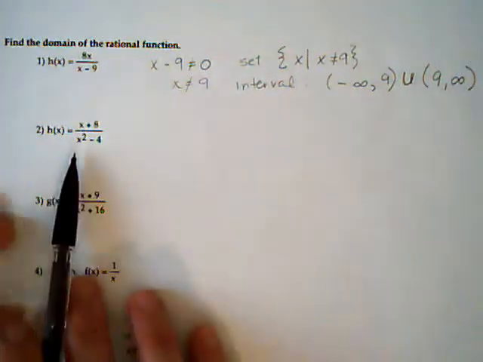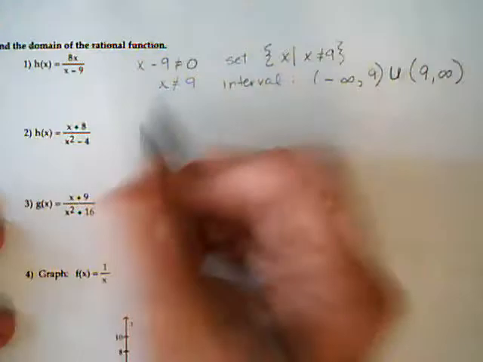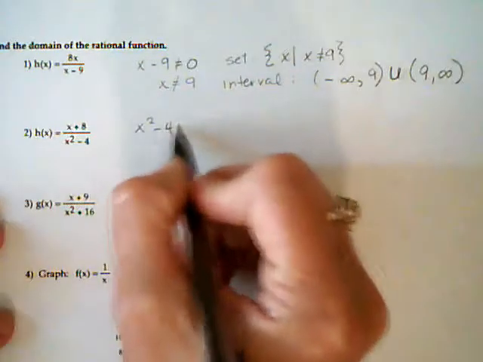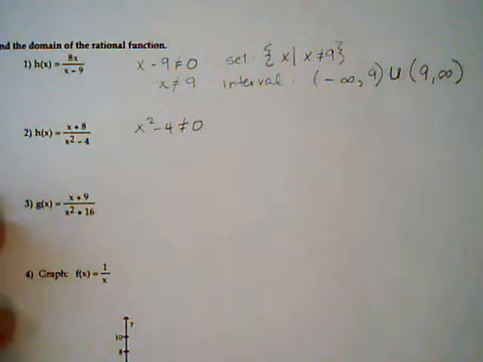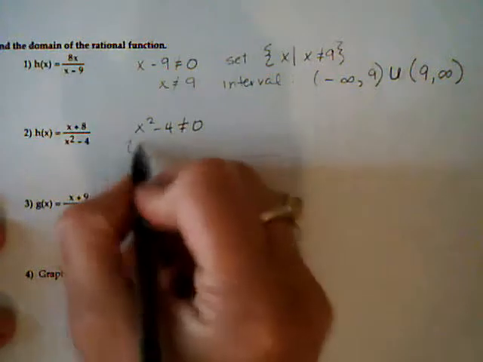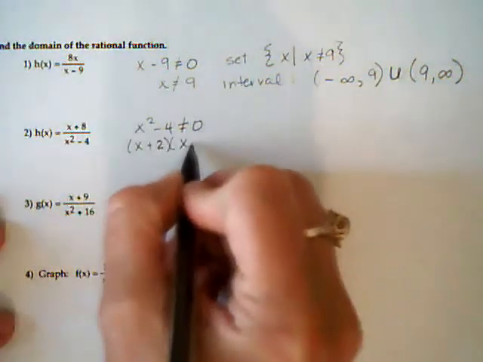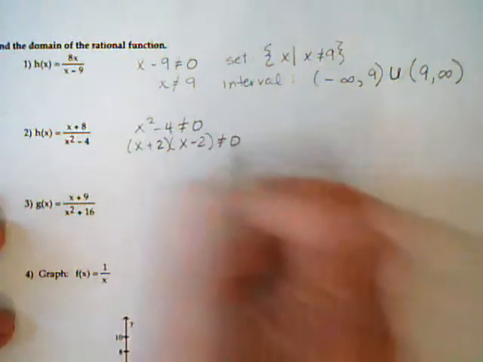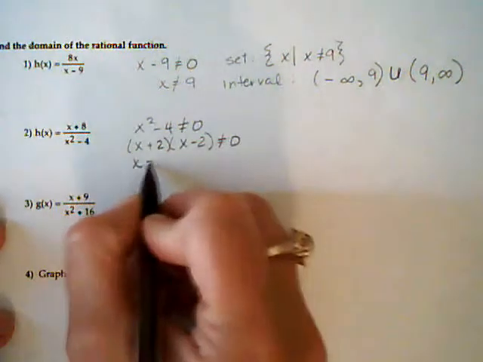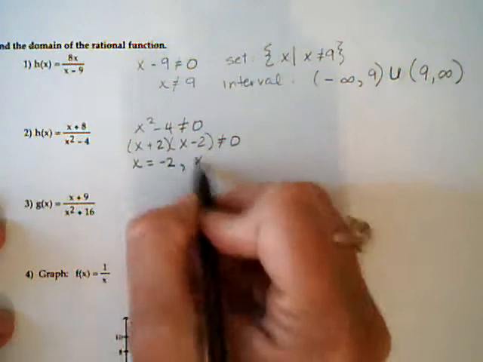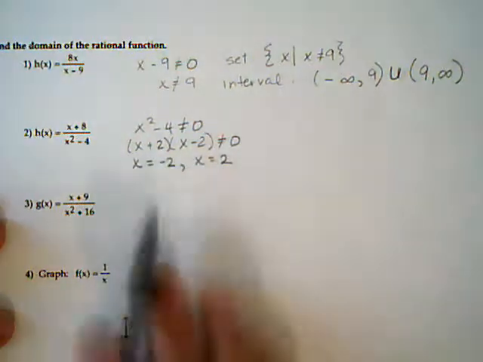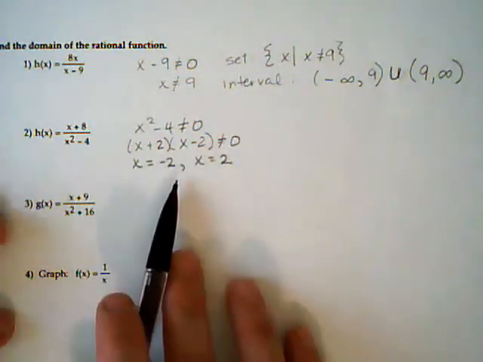So I would do the same thing on number 2. Take x squared minus 4. We do not want that to equal 0. We can factor this as x plus 2 times x minus 2. So that would give me x is equal to negative 2, or x is equal to positive 2. Those two values would make my function undefined.